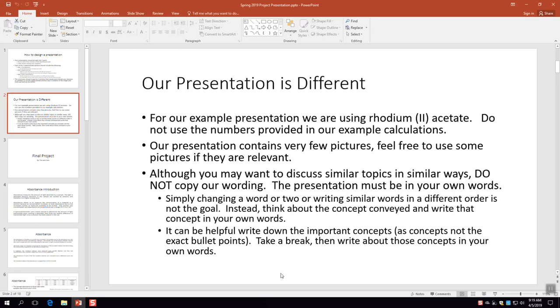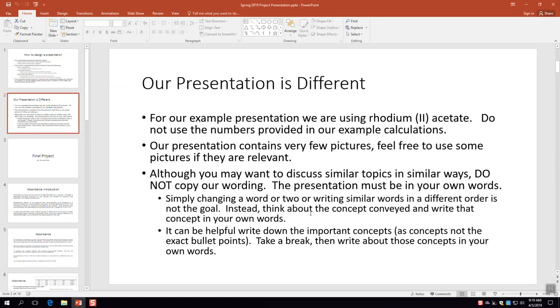And then the final thing, which is probably the most important thing here: you can't copy our presentation. So we may talk about Beer's Law, for example, and we have specific verbiage that we use for Beer's Law. You cannot use our verbiage. How do you do this? What is a practical way to just not use our wording?